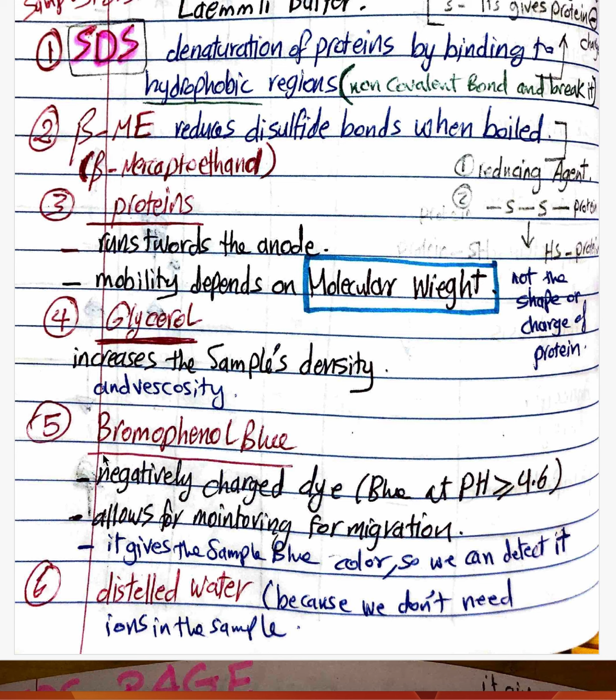So we have a bromophenol blue, we have the glycerol that is increasing the density, and the distilled water, because we don't need ions in the sample. That's why we use the distilled water.